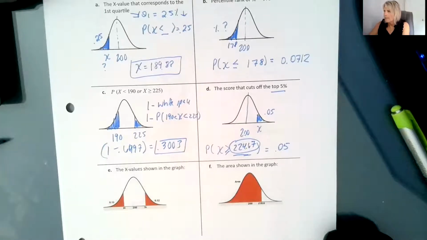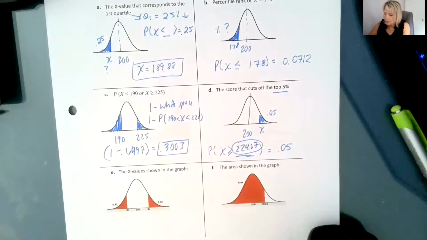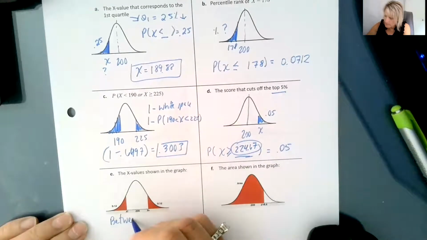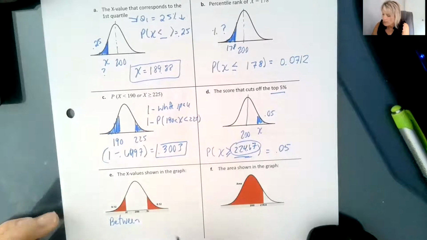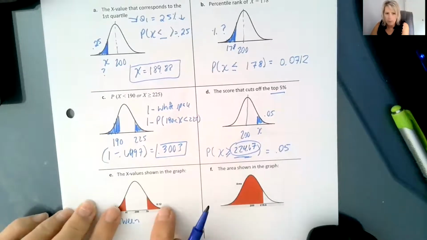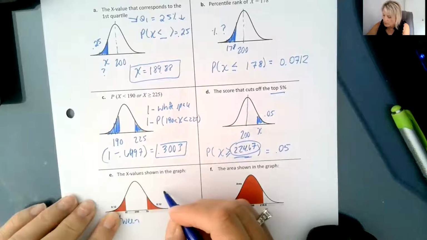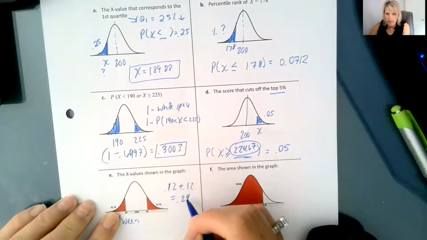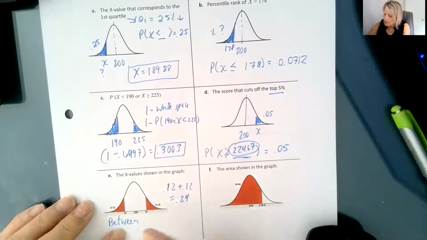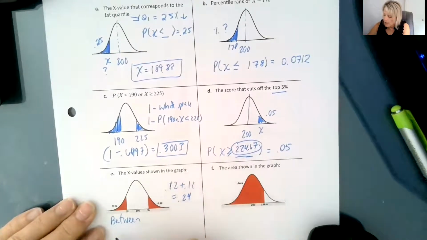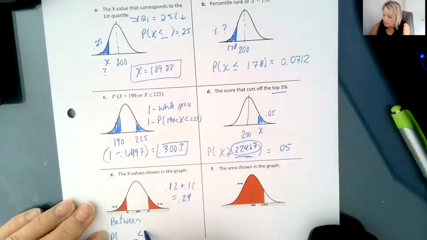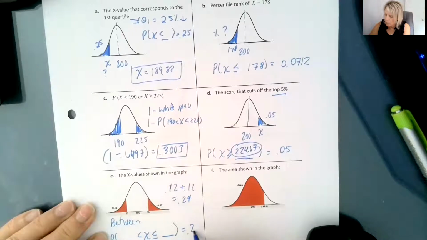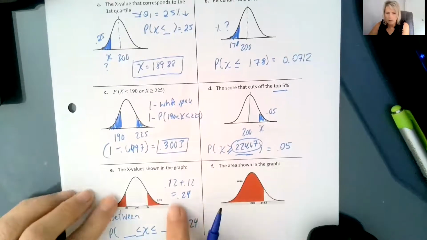So that means we can go to the between, and we want the between to be such that we have 0.12 plus 0.12, or 24% of our space. So we want to know what X values equal 0.24, so that there's 0.12 and 0.12.